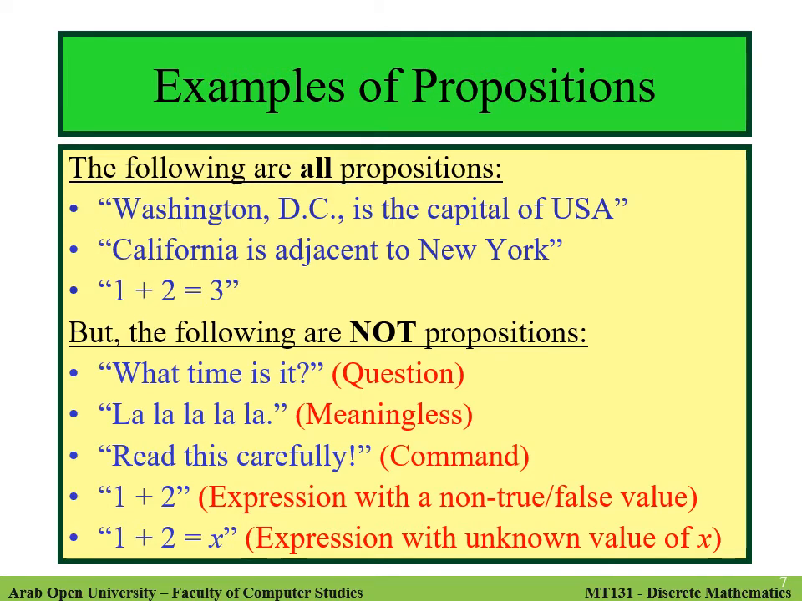Because I don't know what the value of x is, you cannot assign a truth value, and therefore this is not a proposition. In fact, this will be an example of a predicate. Once you know the value of x, you will have a proposition. But if we just write this statement as it is, this is an expression with an unknown value for x, and therefore it is not a proposition.